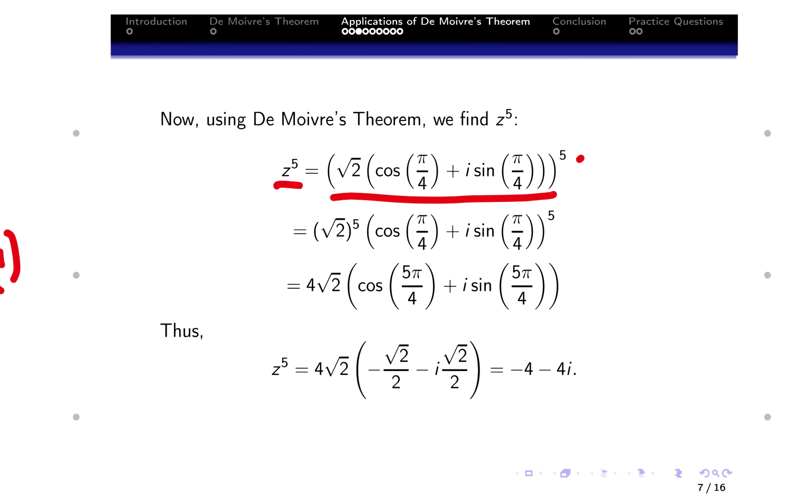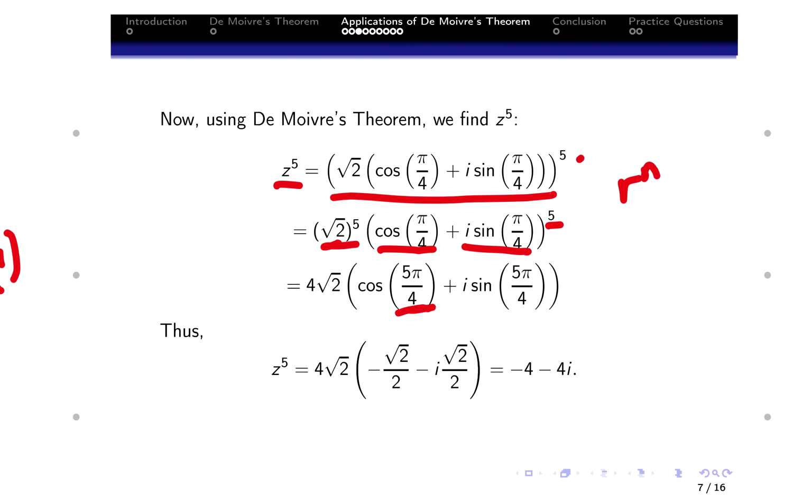So that's root 2 raised to power 5. And then cos 5 pi over 4 plus i sine 5 pi over 4, all raised to power 5. From De Moivre's theorem, this root 2 will be raised to power 5, and the angles will be multiplied by 5. So pi over 4 times 5, pi over 4 times 5.